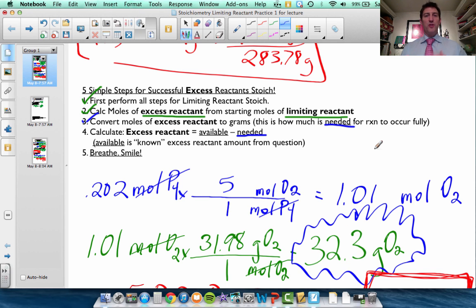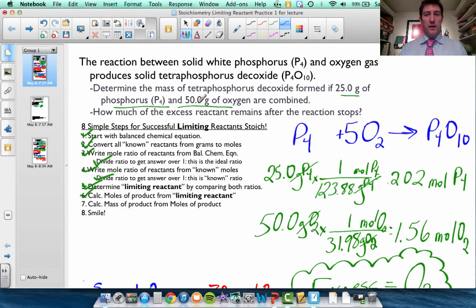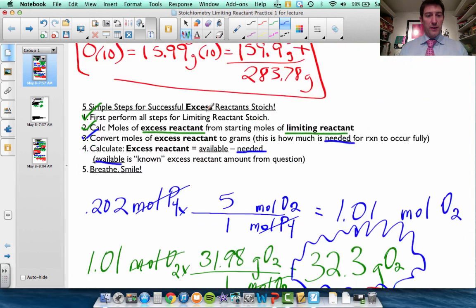That is how much is going to be used up in the reaction, because we're going to be running out of phosphorus and we're going to have some of our oxygen left over. But this is how much is going to be used when we use up all of our phosphorus. The available part is the known excess reactant amount from the question. In other words, this is what we went and bought at the store. So the available is what we purchased at the store. Let's go way back up here to the top. That says right here, we purchased 50 grams of oxygen at the store. So let's go put that back down here.